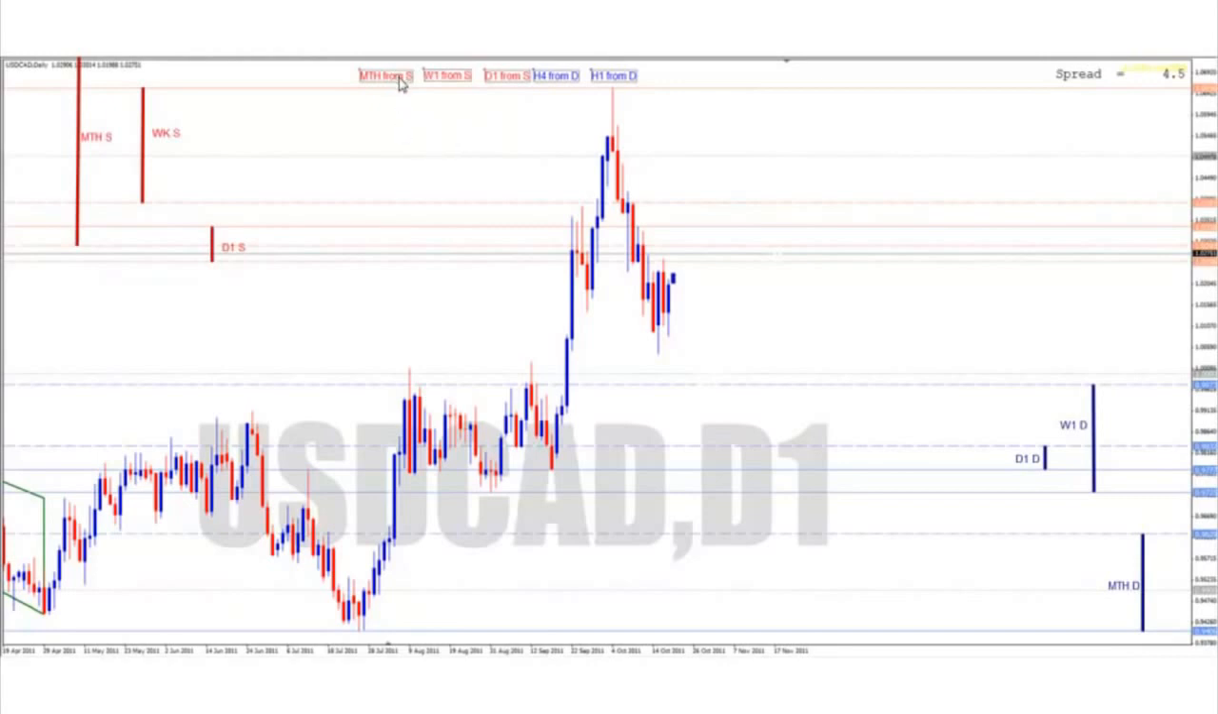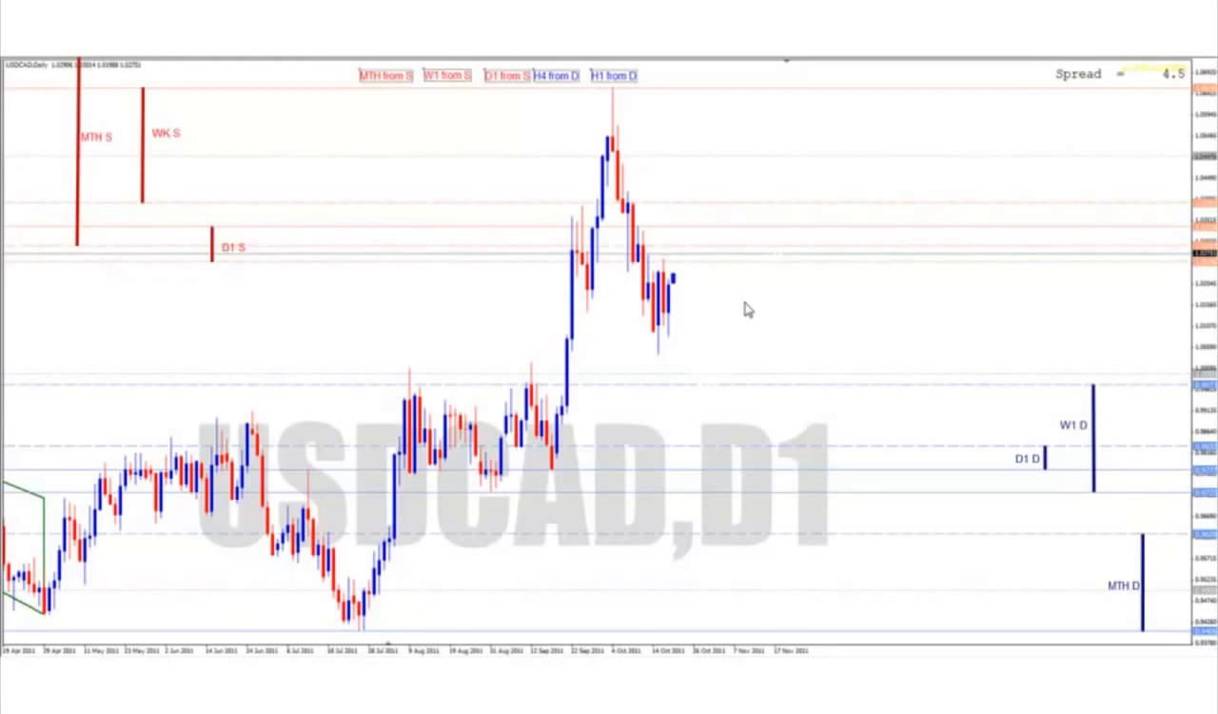So what we have up here is monthly from supply, weekly from supply, daily from supply. They're all red, so we're all looking for shorts on all of these. Now, we're looking for shorts down to demand. There's our daily demand, our weekly demand is here. Here's our monthly demand down here. We'll zoom in on the price action here as we go.